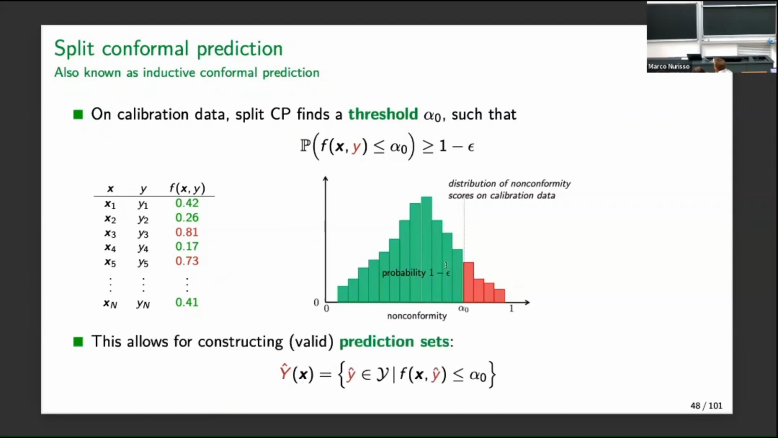So if we have a new data point coming from the test set, for which we don't know what the class is, what is the set that you're going to predict? We're going to consider all the possible labels y hat. If the nonconformity score is smaller than this alpha 0, this threshold that we have found, then we include that label in our set. If you construct the sets in that way, it should be intuitive that you will have this error guarantee, of course under the assumption that the validation data and the test data come from the same distribution.